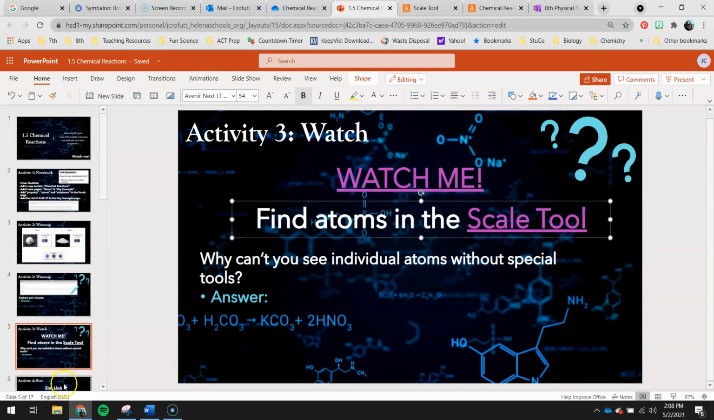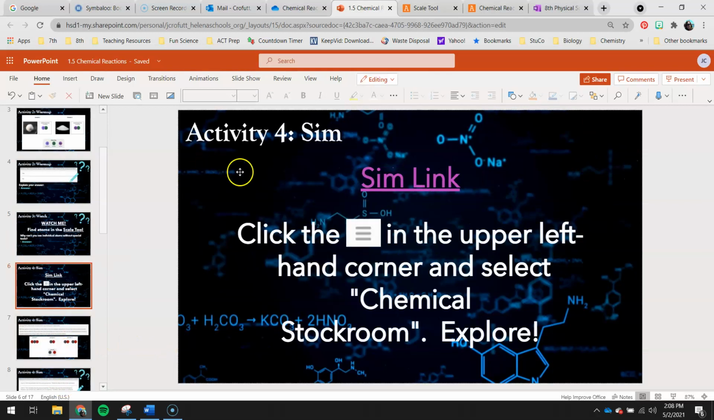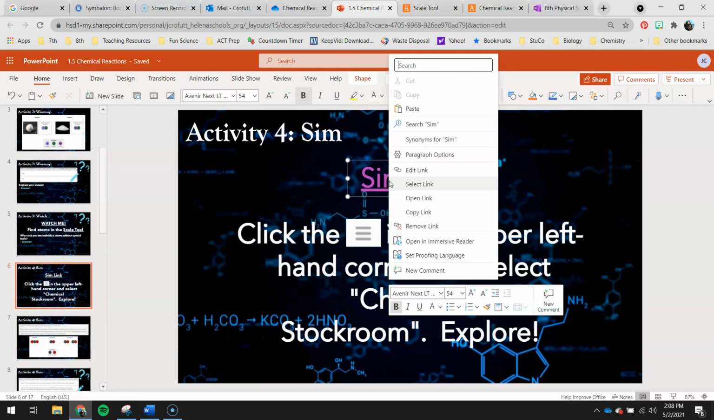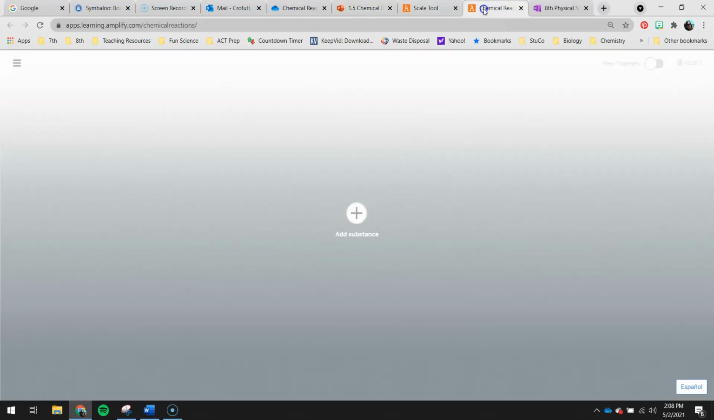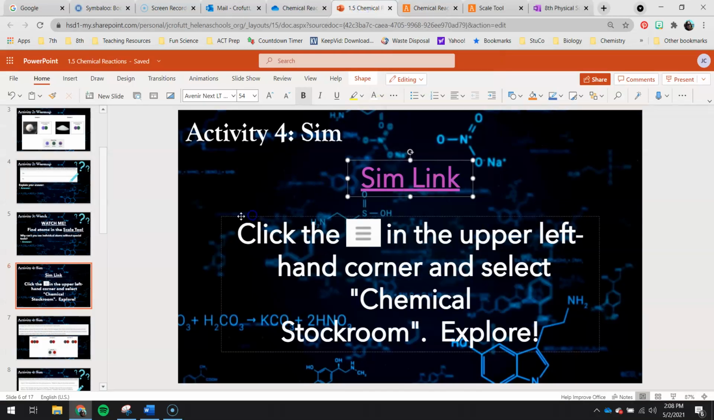All right, so moving on to activity 4, which is your sim. You are going to right click the sim and open up this link here in a second. But I want to show you where you need to go in the sim link. It says right here, click the 3 horizontal bars in the upper left-hand corner and select chemical stock room.